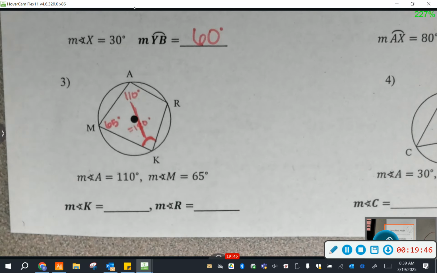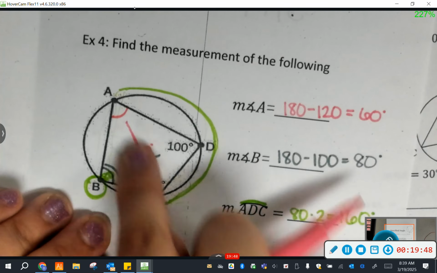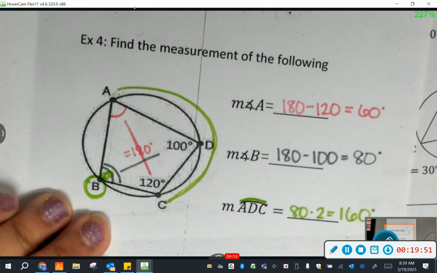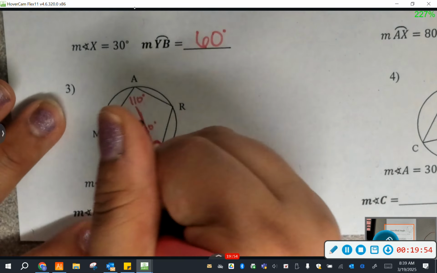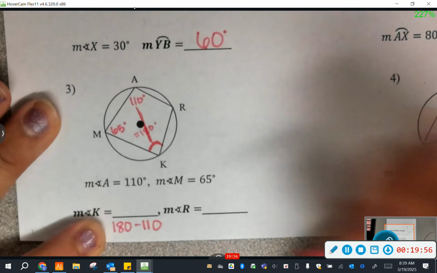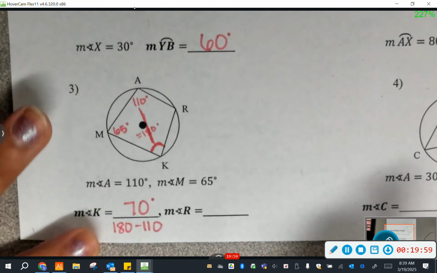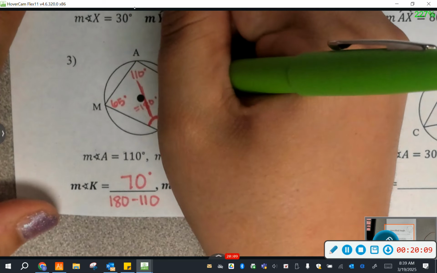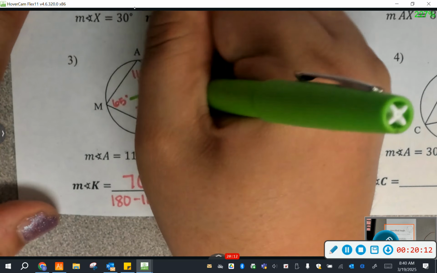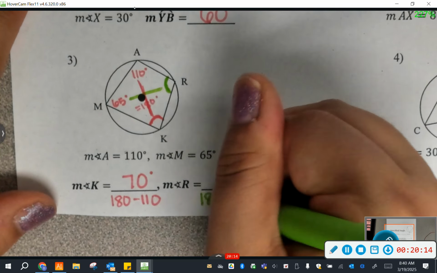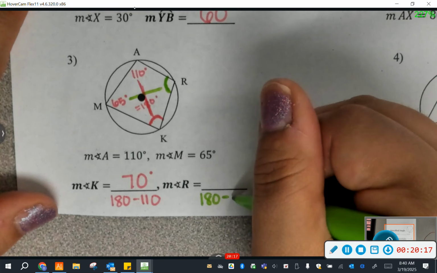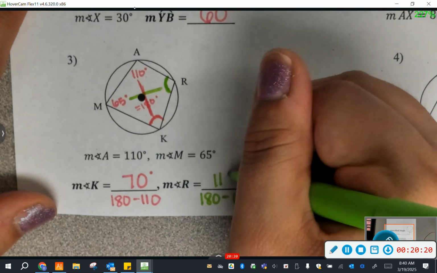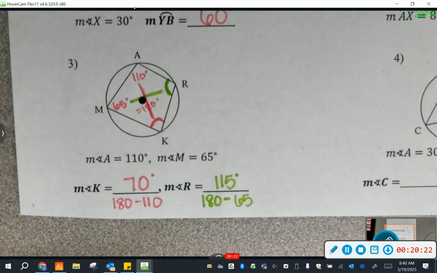So look at your notes if you're confused. How did we find this other one over here? Subtract from 180. So what is 180 minus 110? It is 70. And what am I going to do to find this angle R right here? Same thing, except this time 180 minus 65, which is 115.